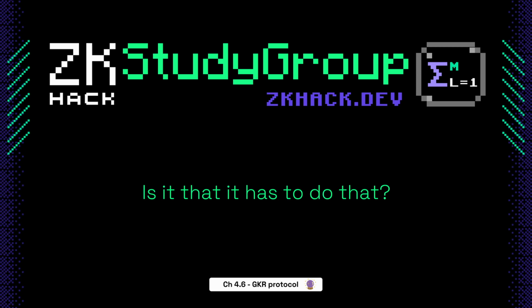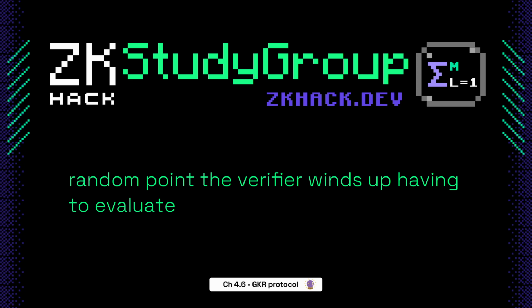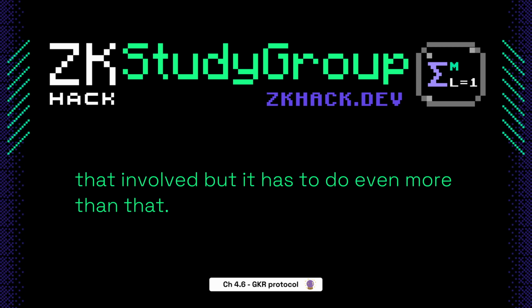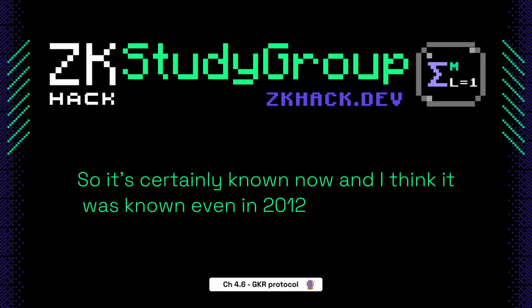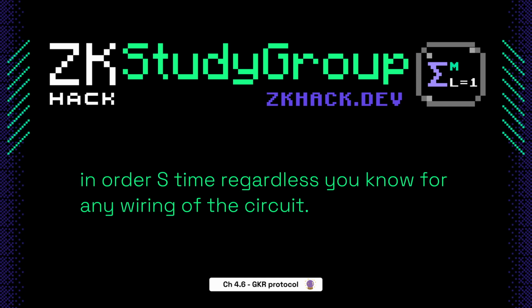Right? It has to do that. It has to evaluate add and mult at the same random point the verifier winds up having to evaluate them at, but it has to do even more than that. So it's certainly known now, and I think it was known even in 2012, that you could always evaluate add and mult at that random point in order S time, for any wiring of the circuit.